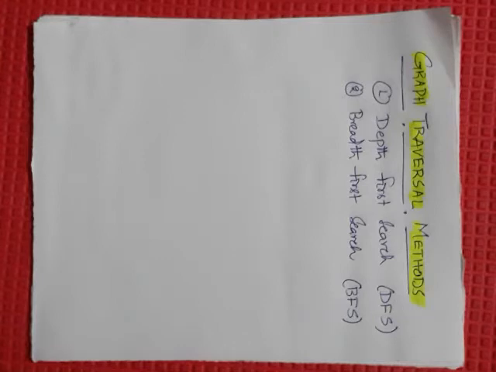Whatever approach we apply, it is possible when we select a connected graph, or we need to choose a node from where some outgoing edges are present. If there is no outgoing edge and you select that node as the first node, then traversing is not possible.